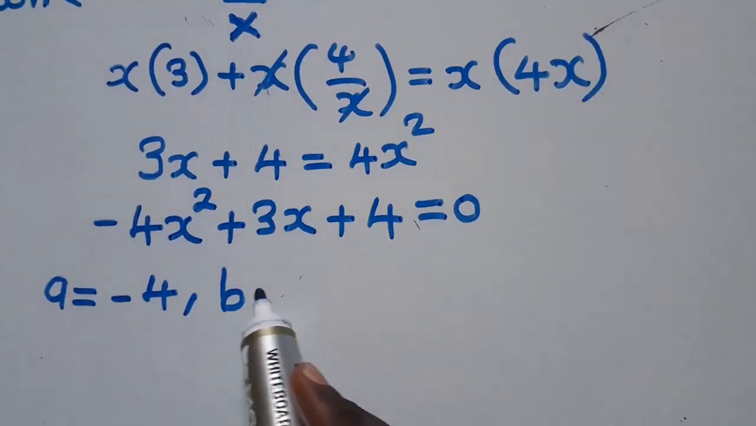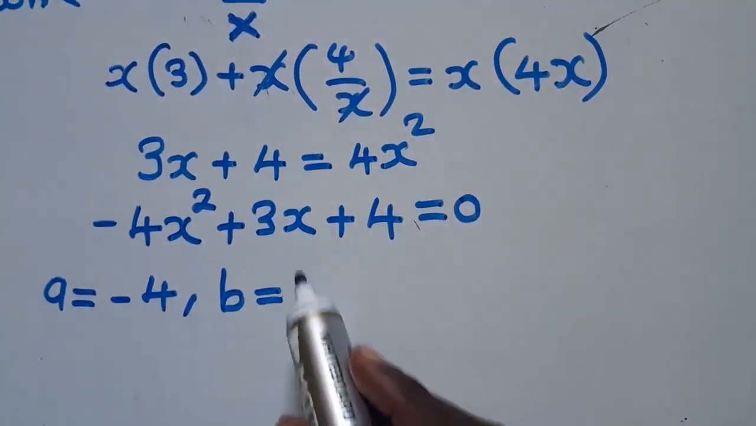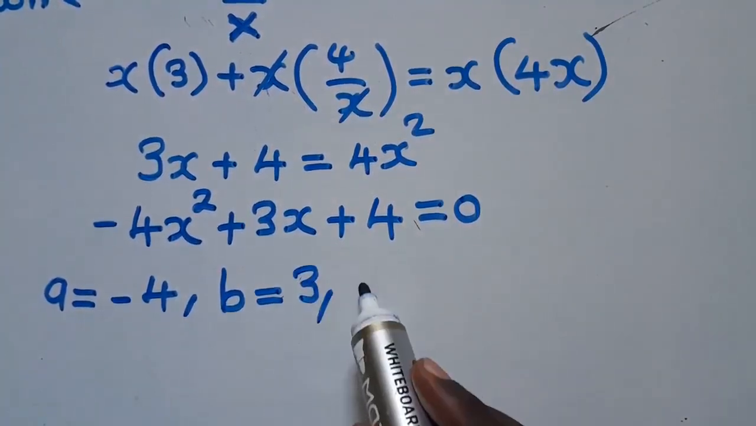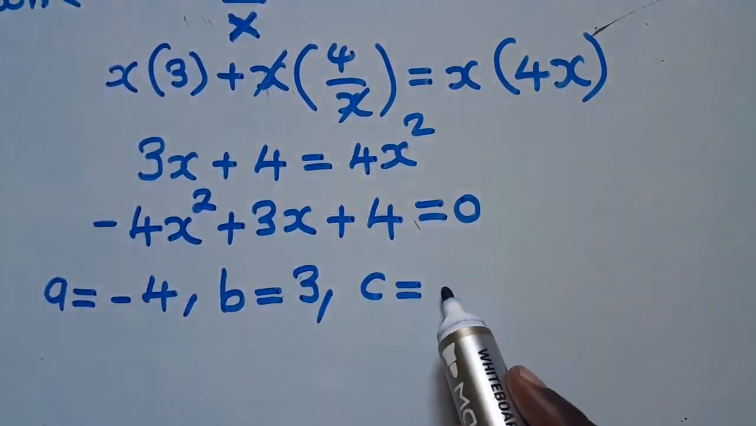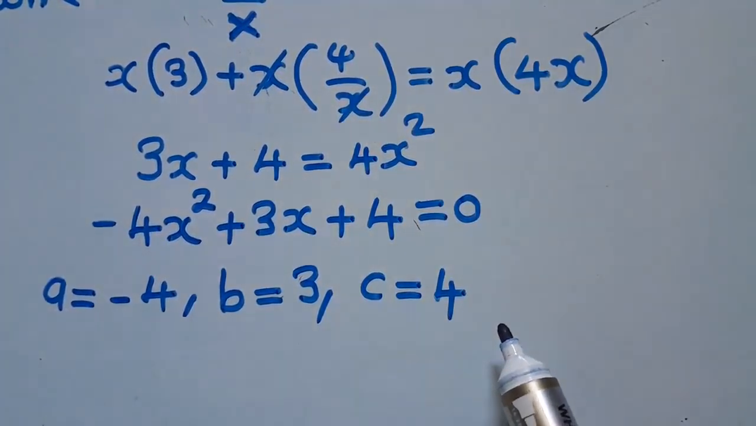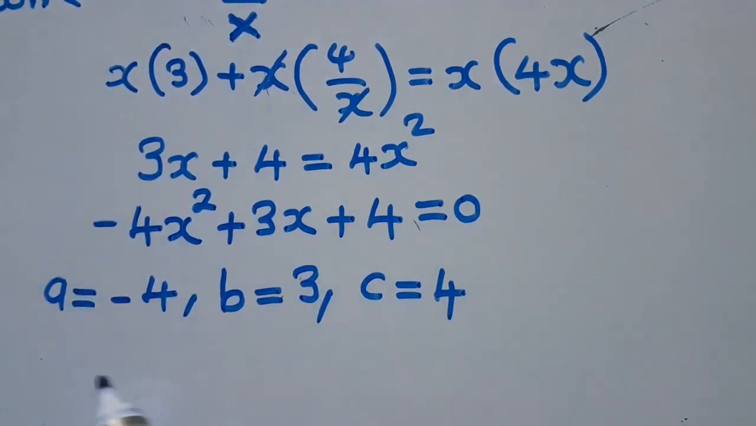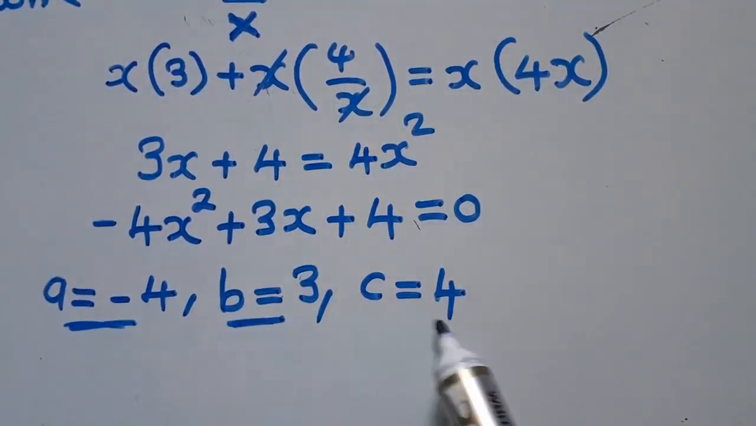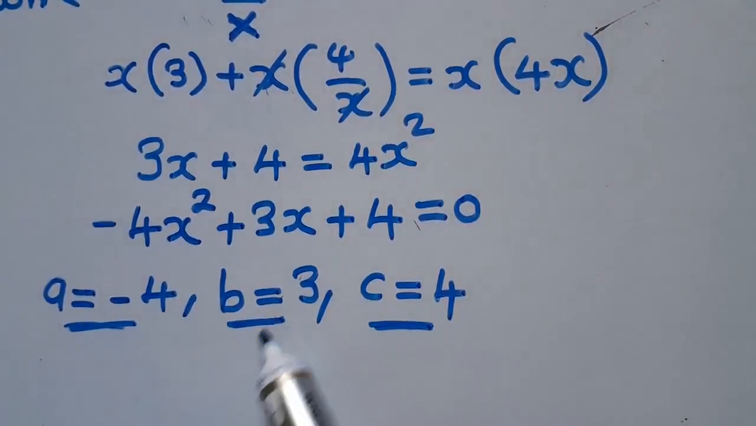We go to B. What is our B? Our B is 3. We go to C. What is our C? Our C is 4. These are steps that you need to get. After you've done all these steps, we found A, B, and C. Just a matter of now getting the formula and substituting what you are given.